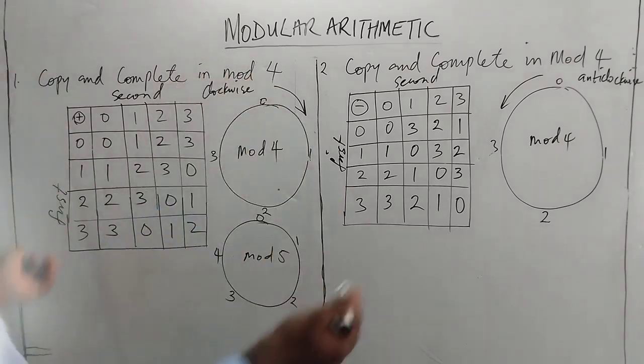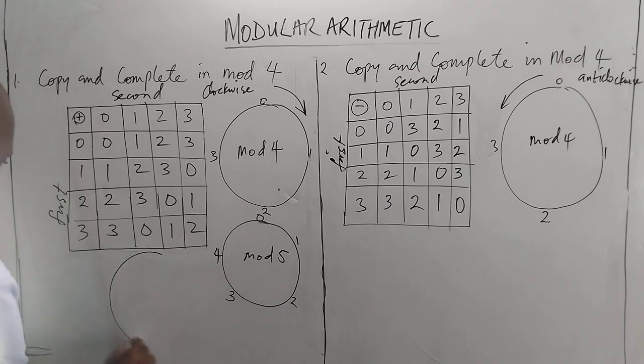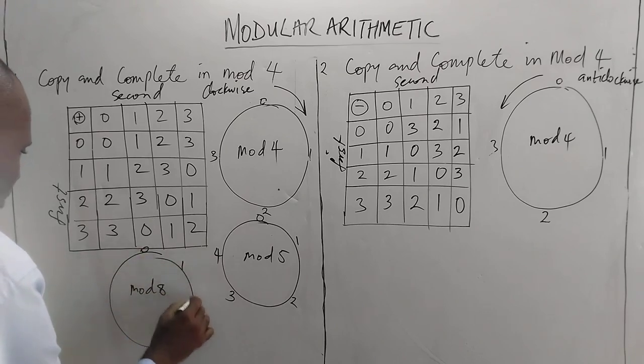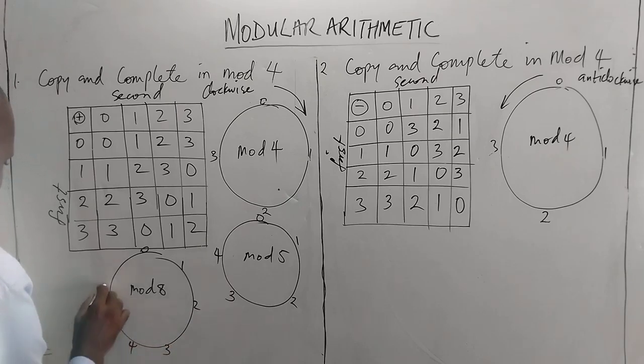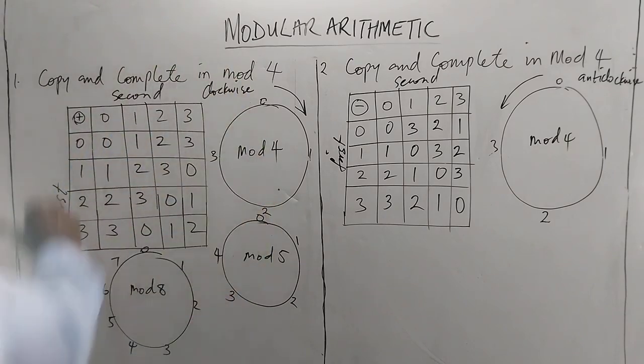So for mode 8, for example, what is the one for mode 8? Mode 8 will simply look like this. We have 0, 1, 2, 3, 4, 5, 6, and 7. So this is for mode 8. The highest digit is 7. For mode 9, the highest digit will be 8. The same mode of operation.